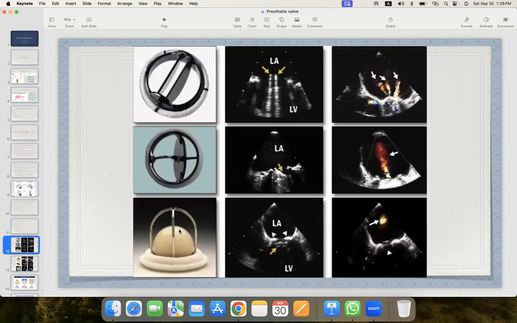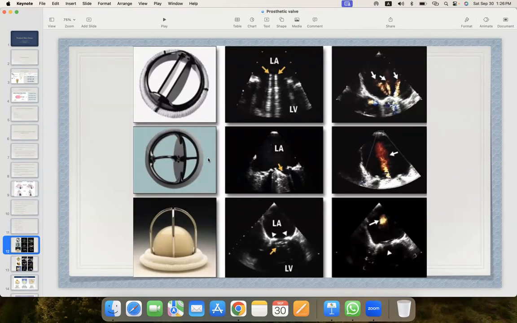These are the mechanical valves. The most commonly used currently is the bileaflet, the first one. And this is how it looks with the echo. You will see two moving discs, and usually you will have the washing jet across the valve itself.